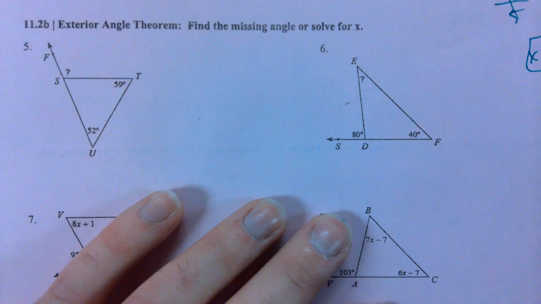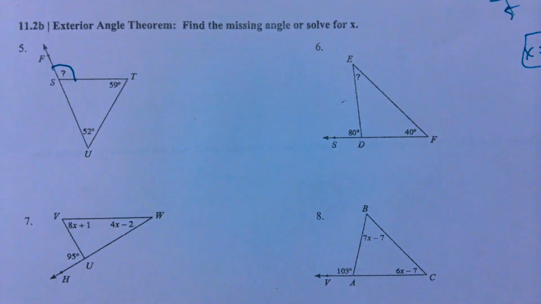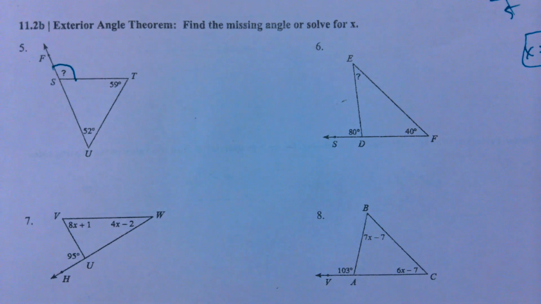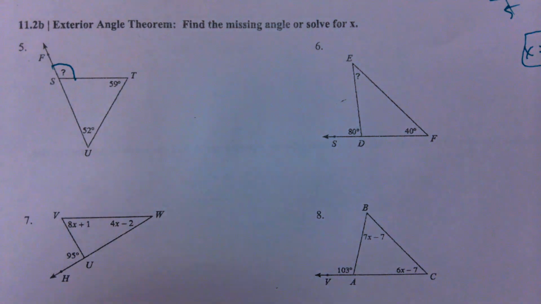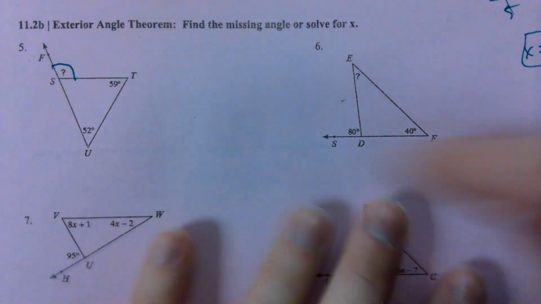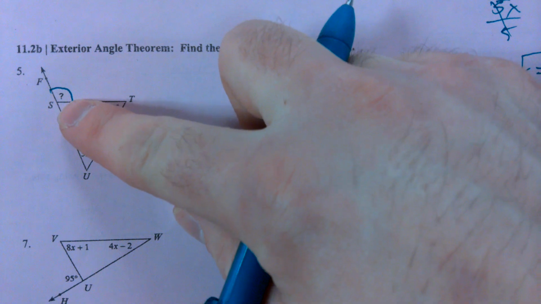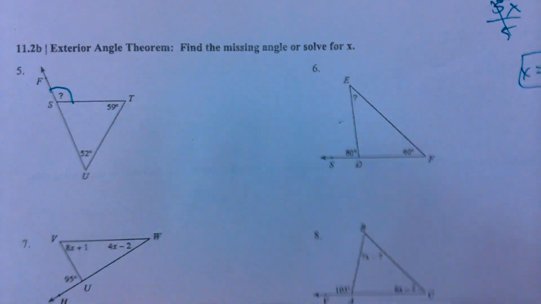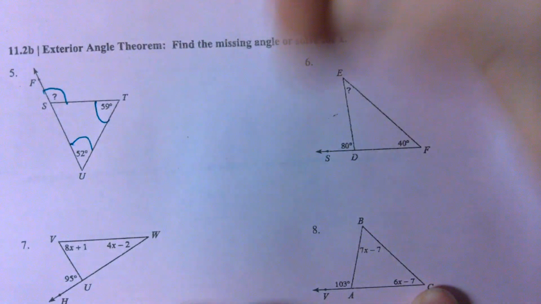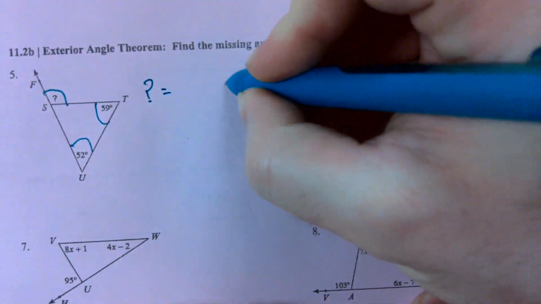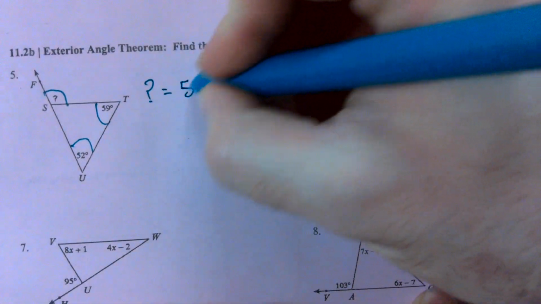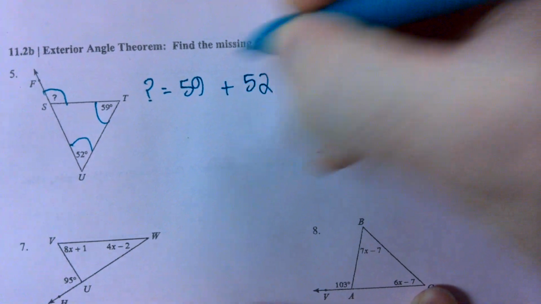Number 5, exterior angle theorem. Now this one, I kind of messed up on. We don't have notes in our notebook on this because we turned in the little pale yellow paper for the recorded lessons. But the exterior angle theorem is very simple. It states that our outside angle, the angle on the outside of our triangle, is equal to the sum of my two inside angles, which are 59 and 52.